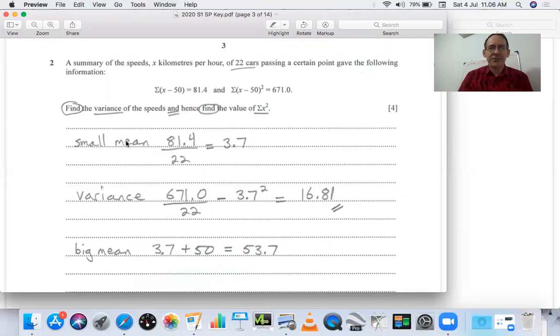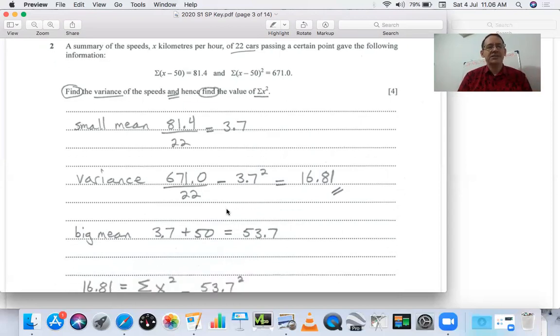Remember also that variance is spread, and the spread is the same for both the big number set and the small number set. In other words, the big number set is the original values. The small number set is after you've reduced each value. So the spread is still the same. So we can use that to our advantage.